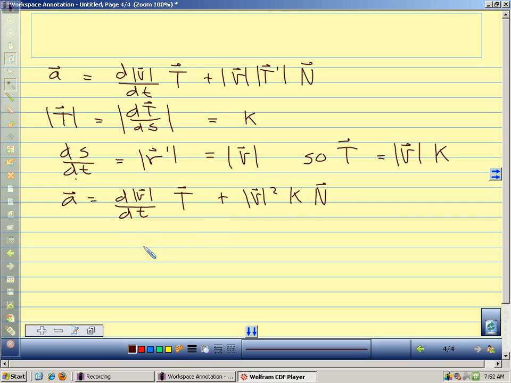Does anybody see another way that I could write this component of acceleration that might be familiar to you physics people? How is the curvature related to the radius of curvature? V squared over R. And in physics, what do you call V squared over R? What kind of acceleration? Centripetal acceleration. So our curvature is related to our centripetal acceleration.